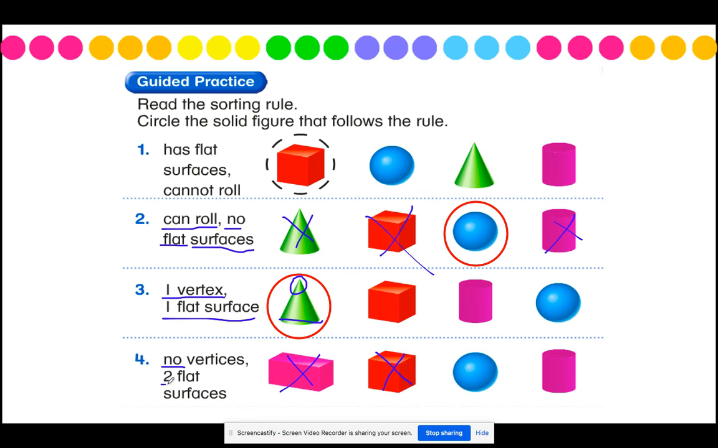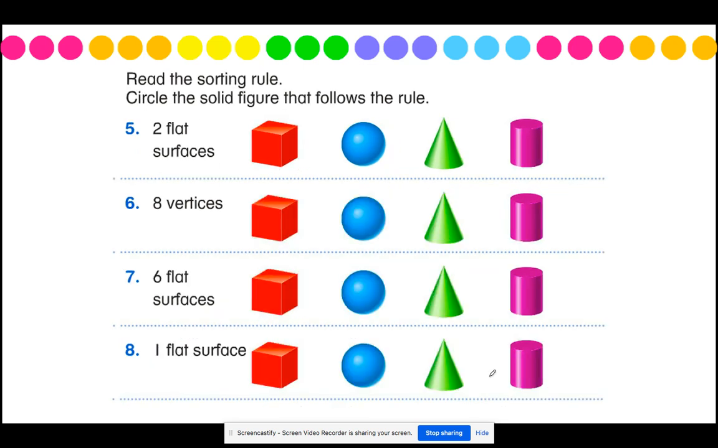It says 2 flat surfaces. Does a sphere have 2 flat surfaces? No, it does not. Does a cylinder have 2 flat surfaces? Yes, it does, and a cylinder is our answer.